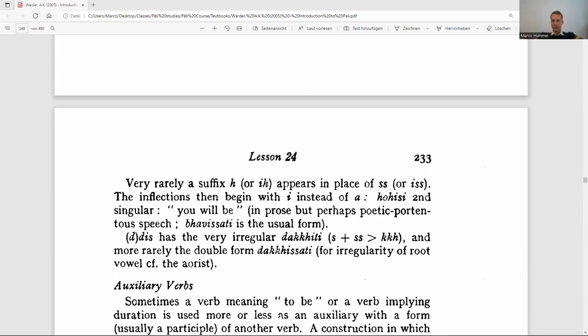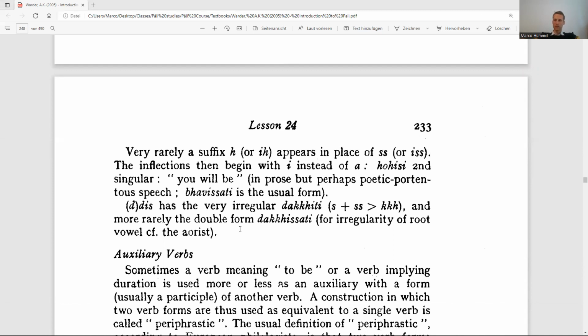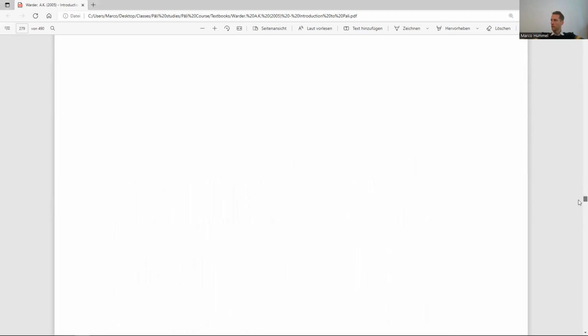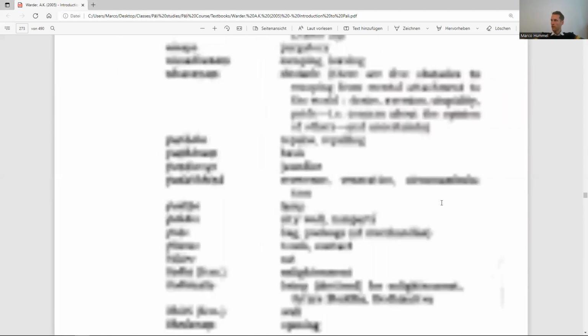And very rarely, the suffix ha or iha or i appears in place of double sa or is, and the inflections then begin with i instead of a. For example, ho, hehisi, second singular, you will be, in prose and perhaps more poetic, portentous speech; for bhavissasi the usual form is bhavissasi here in this case. And we have the irregular dakkhiti, and more rarely the double form dakkhisati, for passati, to see. However, the meanings are always the same as the other future forms. Now coming to the vocabulary.